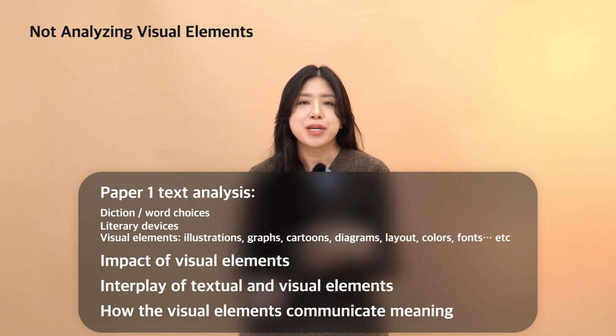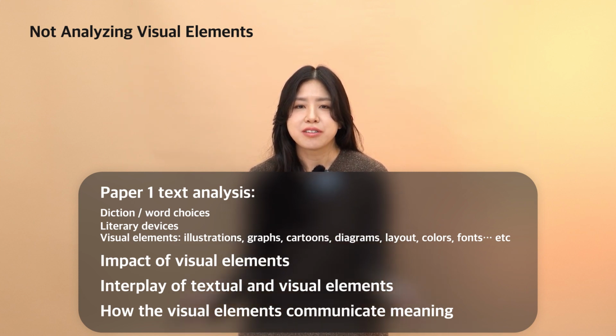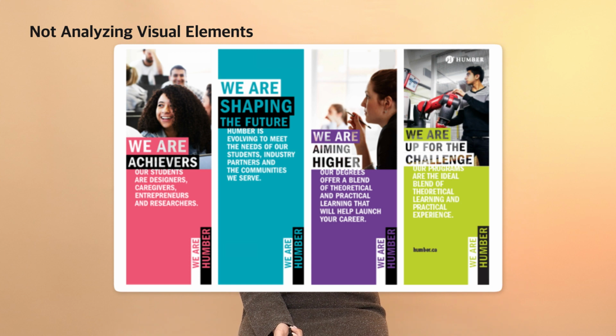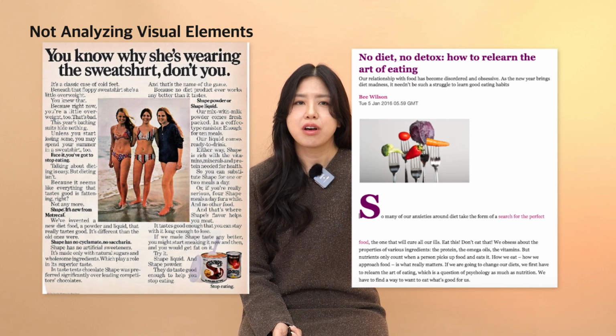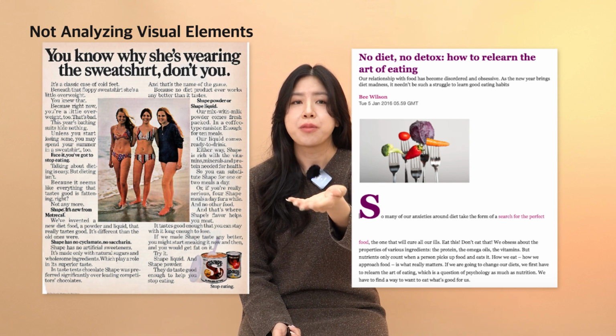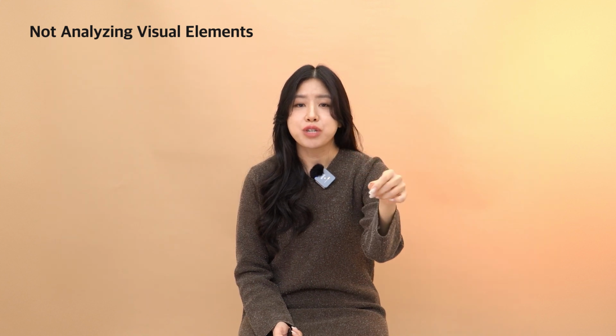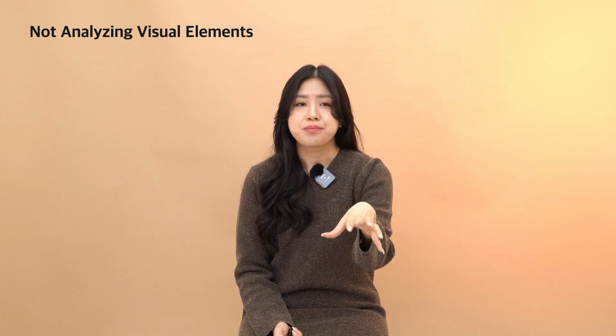Now, the third tip I have for you guys is to not ignore visual elements, right? So some of you get a paper 1 text in your exams, and you would see examples like this on the screen, a brochure, advertisements, and a blog or an article. And a lot of you would spend time analyzing only the words in there and not pay attention to the pictures on the screen. And that's a huge mistake.